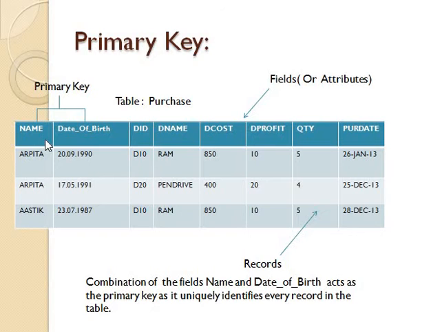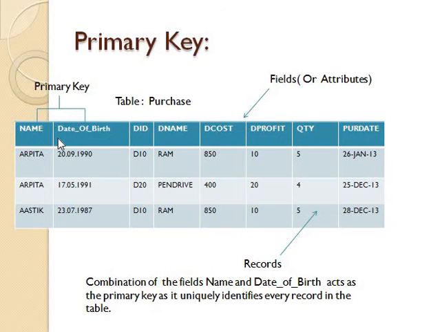So if both these fields are combined together, this forms a unique entry, and the combined fields name and date of birth can uniquely identify every record in this table purchase. That's why name and date of birth taken together forms the primary key for this table purchase. So the combination of the fields name and date of birth acts as the primary key, as it uniquely identifies every record in the table.